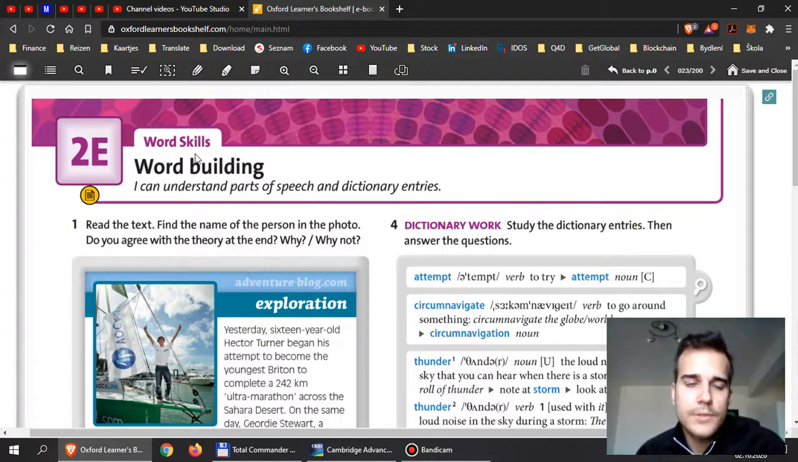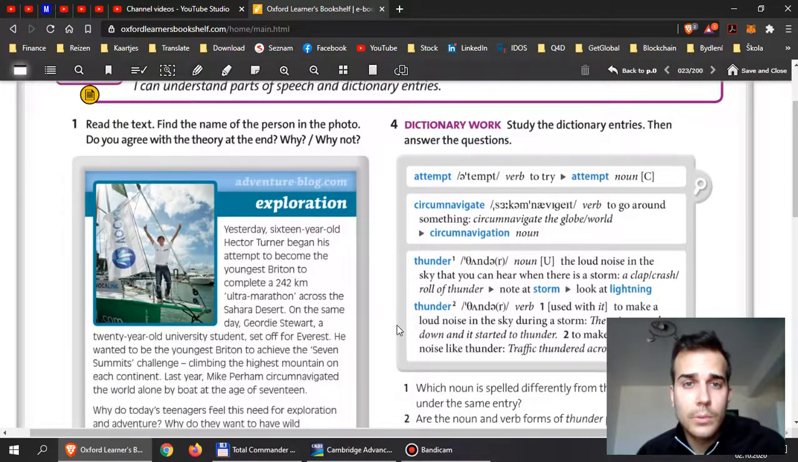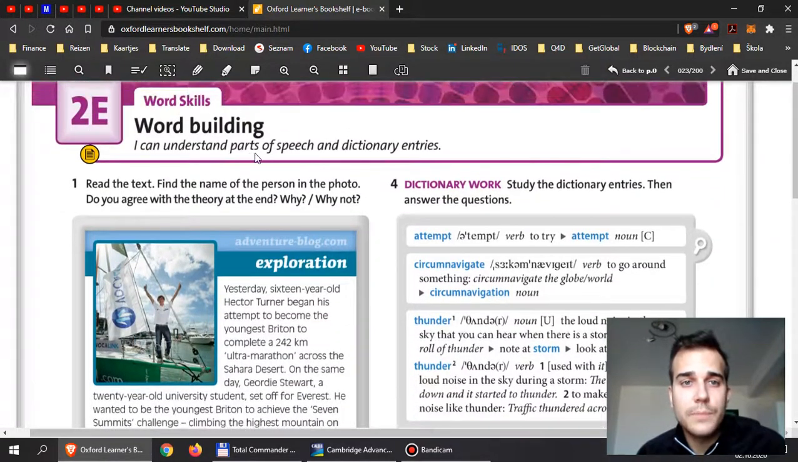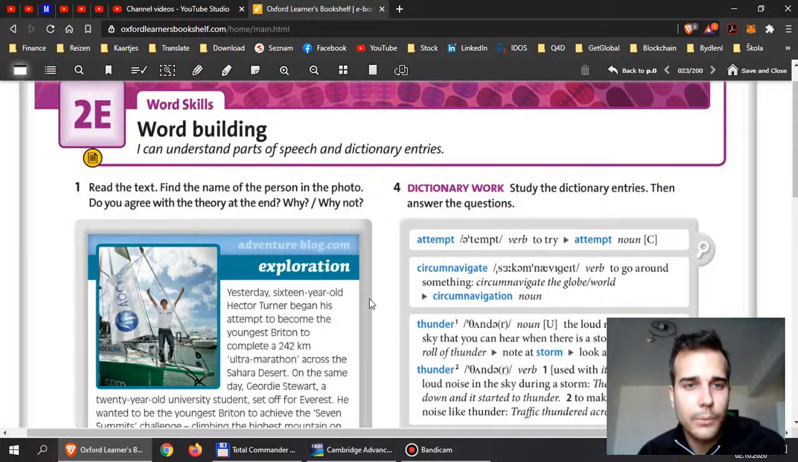This is about word skills, and today we are going to study how we can transform certain words into different parts of speech. Now, the word part of speech we can translate as slovní druh, and we are also going to check the dictionary and how we can study from a dictionary. It will be very important.